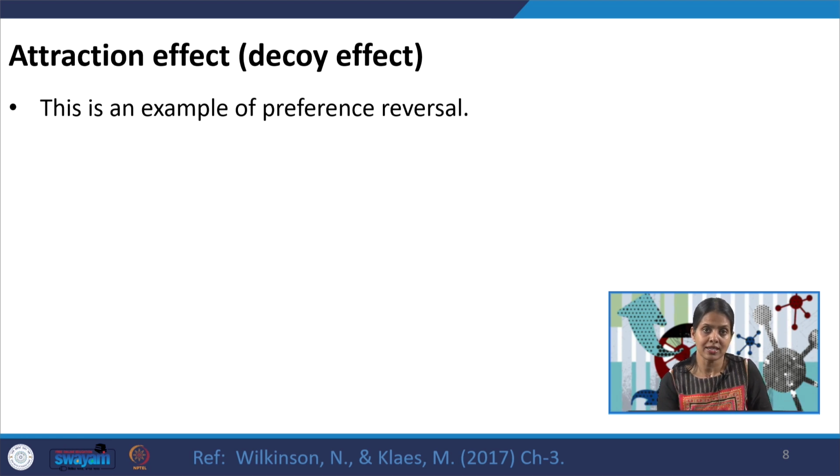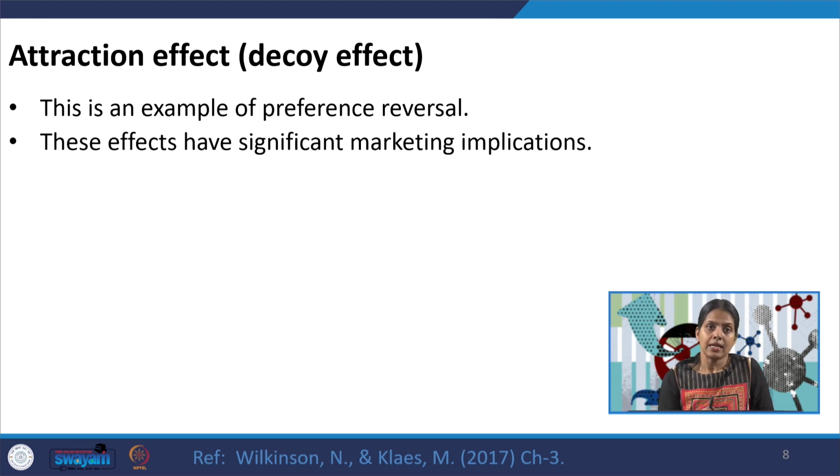As I just said, initially a large percentage opted for the $125 subscription, but then when only 2 options were presented, a majority opted for the first option. So, for some of them there must have been preference reversal. These effects have significant marketing implications.